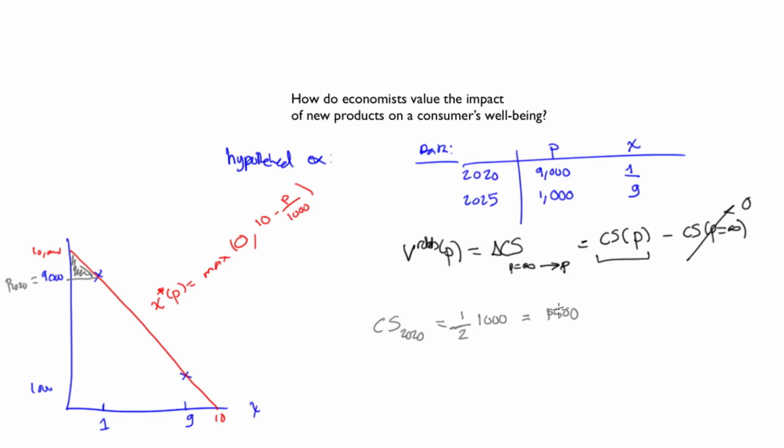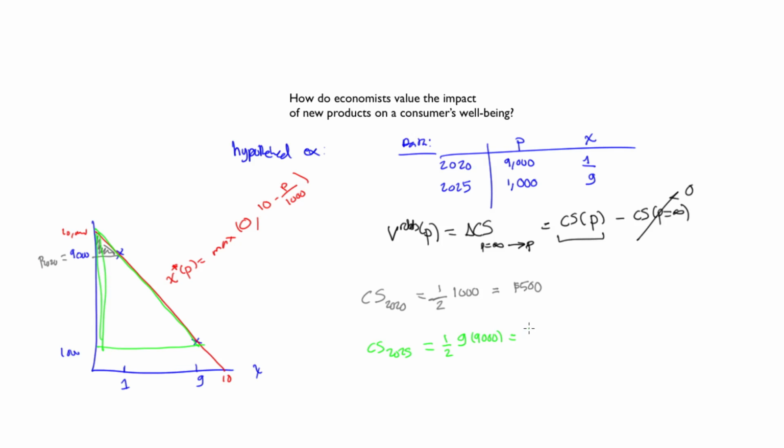Now, what is the consumer surplus in 2025 when the price has gone down? Well, given all that we have learned, that is basically that triangle. And that is going to be 1/2 times 9, which is that distance, times 9,000, which is equal to 40,500. So notice that the surplus is about $40,000 higher when the price is 1,000 than when it is 9,000.